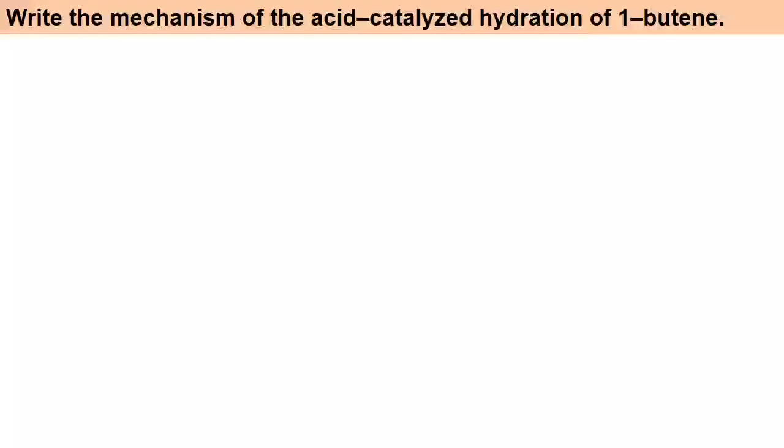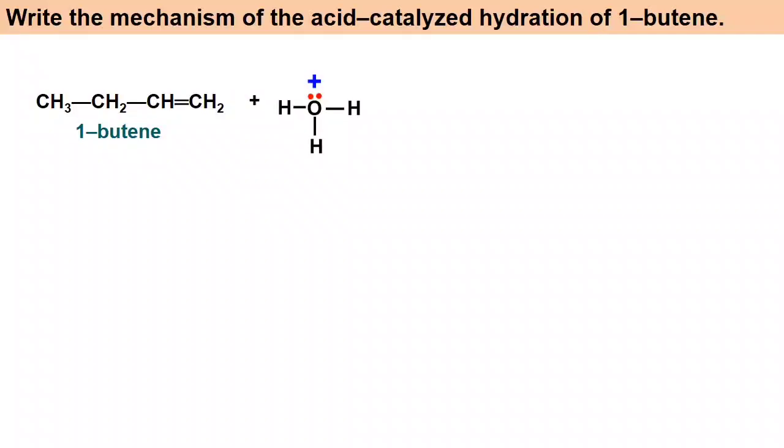Okay guys, so this is the example how to write the mechanism of acid catalyzed hydration for 1-butene. Okay, kita tengok contoh. Dekat sini saya ada 1-butene. So macam mana kita nak buat mechanism dia? Okay, bila dia react dengan acidified water. So 1-butene react with H3O+, terus direct H3O+. So nampak? So siapa yang nak serang siapa ni?